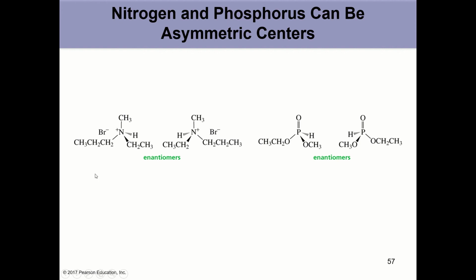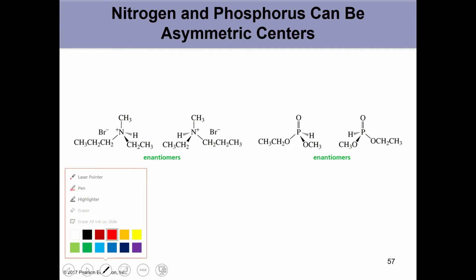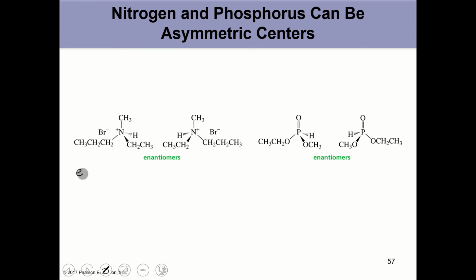Remember how to name these quaternary amines. You list the substituents in alphabetical order. You end the first name with ammonium, and then you write the counter ion, which in this case is bromide. So this would be ethyl methylpropyl ammonium bromide.